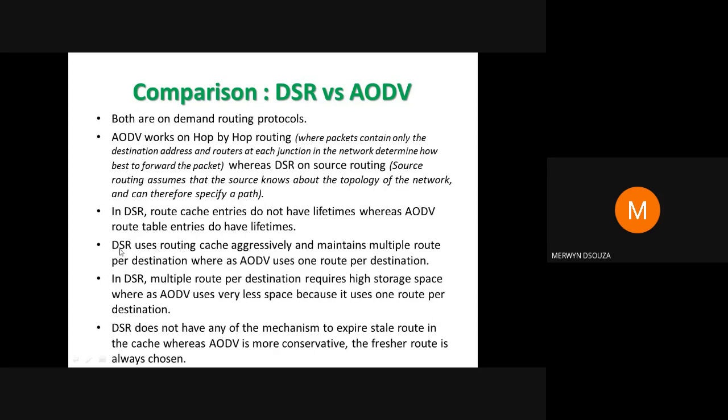Then, like I told you, DSR could maintain more than one route, multiple routes to the same destination. In AODV, we do not maintain multiple routes, only one route per destination. Because DSR maintains multiple routes, it requires more storage, but AODV requires less storage.